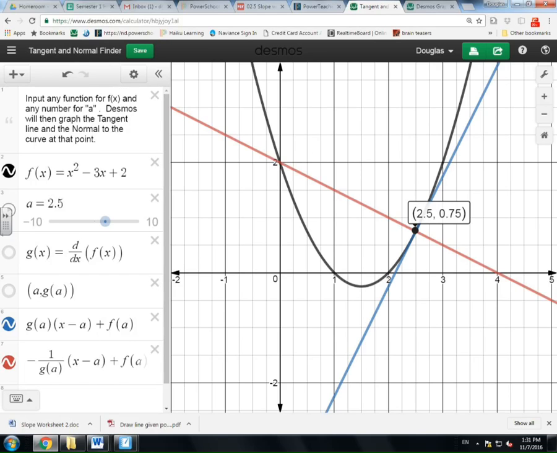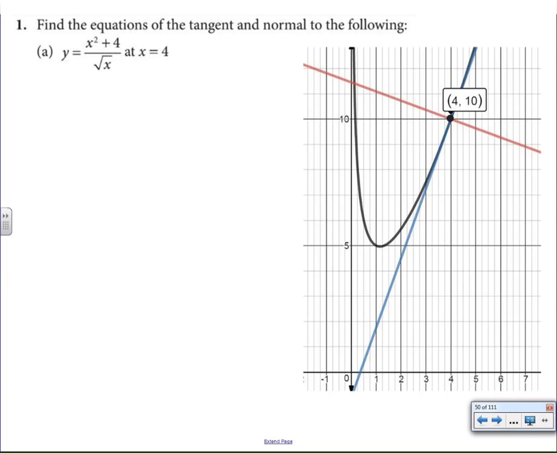I'm going to look at a situation where we're given a function and we have to find the equation of the tangent and the normal when x equals 4. So I went to my tangent and normal finder, and it drew me this blue line for the tangent, which has a positive slope and a y-intercept around -1, and I've got this normal, which has a negative slope and a y-intercept that's above 11. So now I know what I'm looking for, and now I have to find it.